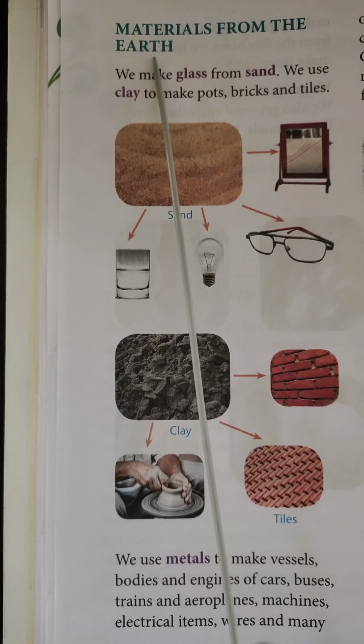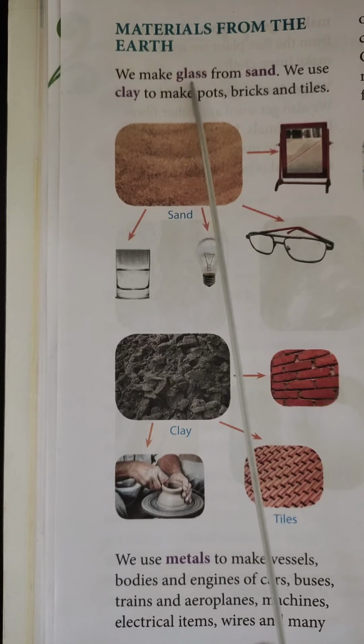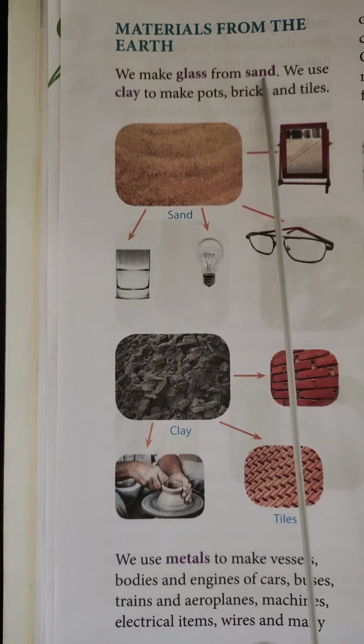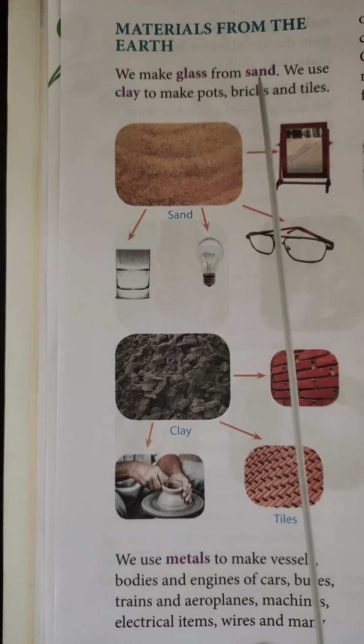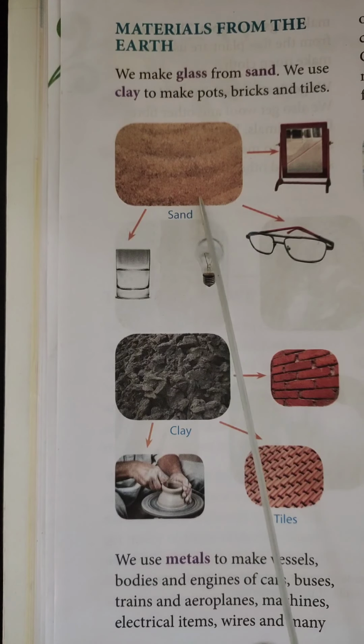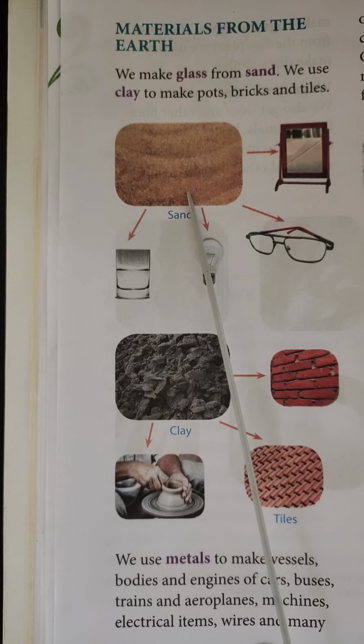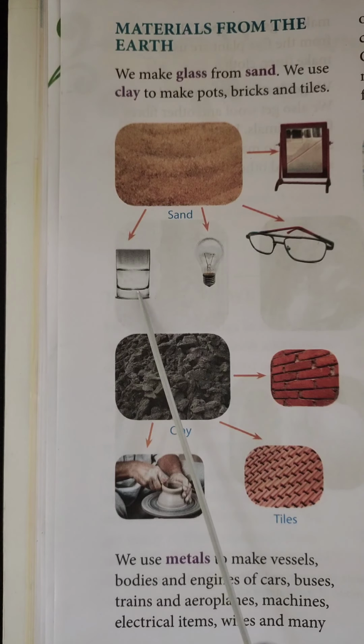Materials from the earth. We make glass from sand. Sand is one of the materials we get from earth. By using sand, we can make glass. You can have a look at here. Sand's chemical name is silicon dioxide. You will be learning in higher classes. By using sand, we can make glass.